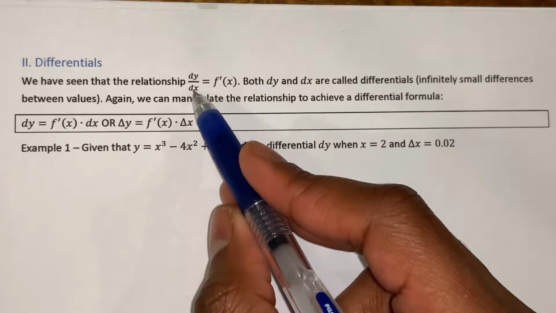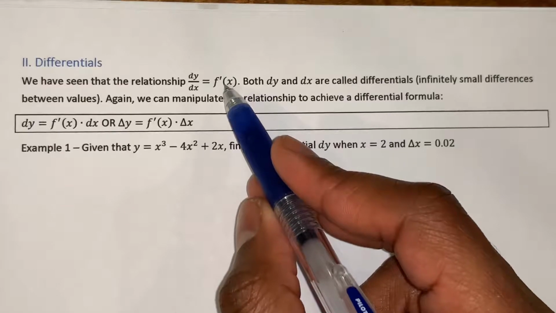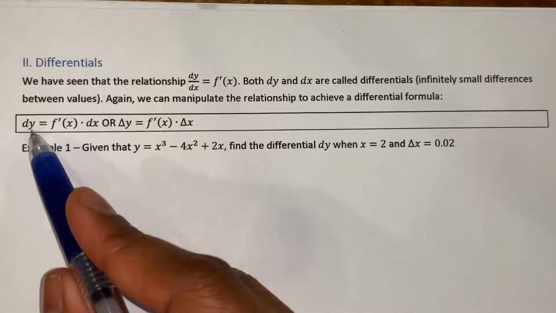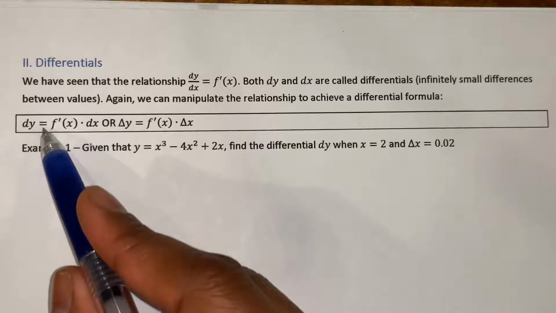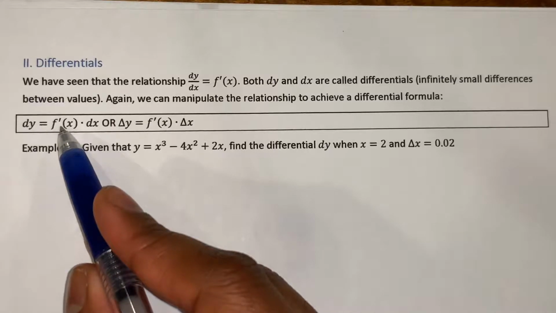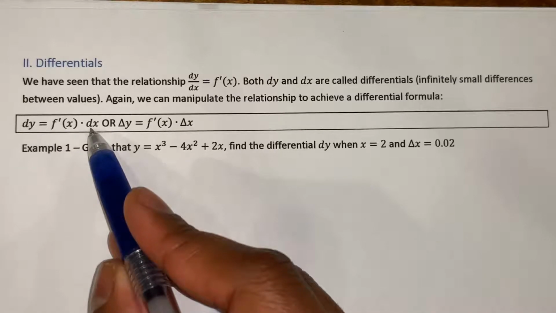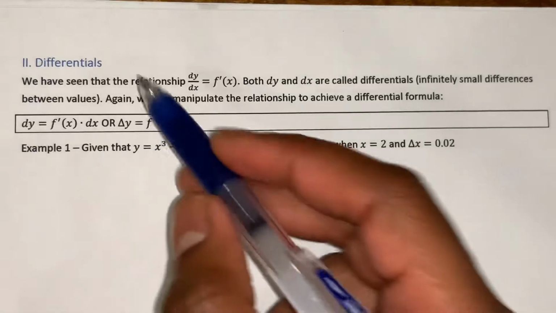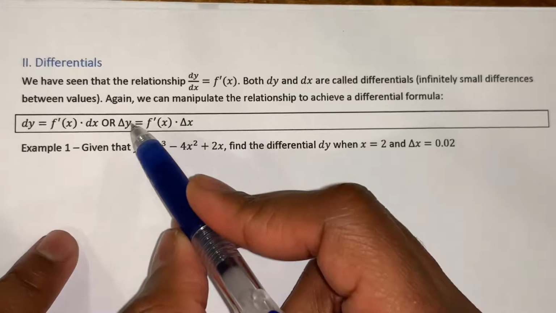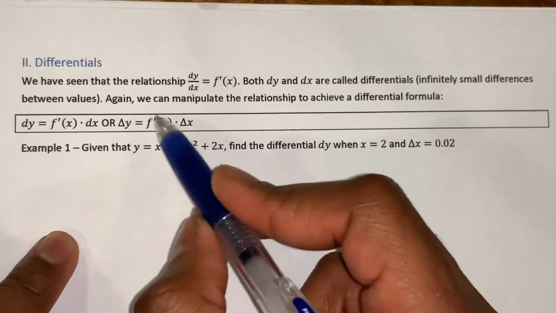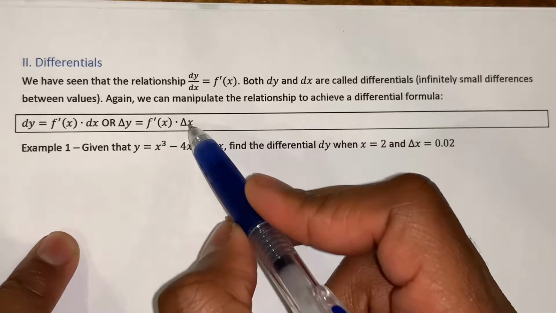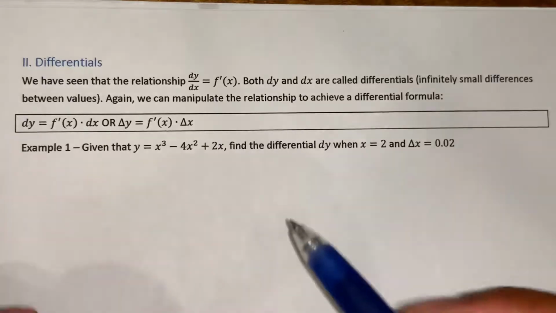If we multiply dx to the other side, we end up with the differential for y equals the derivative of x times the differential of x. So delta y is equal to the derivative evaluated at x times delta x.